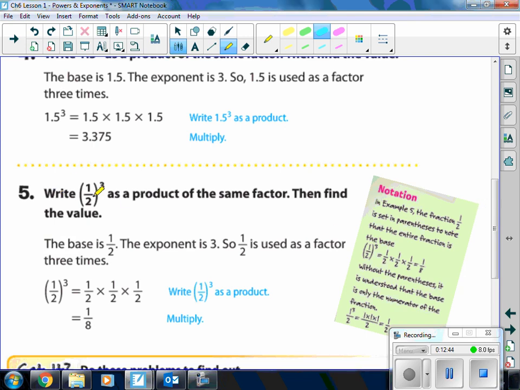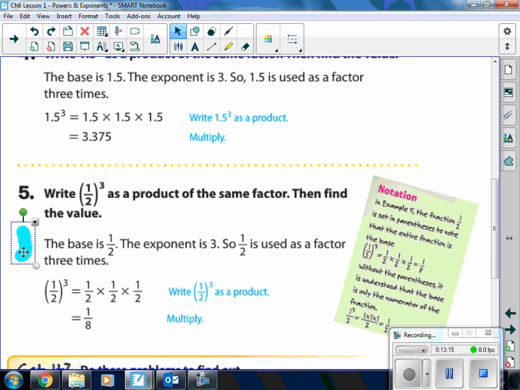Okay? So here we have 1/2 cubed. 1/2 cubed, or 1/2 to the third power, means 1/2 times 1/2 times 1/2. So here we've got 1/2 times 1/2 times 1/2. And if you multiply the numerators, 1 times 1 times 1 gives me 1. And 2 times 2 times 2 gives me 8. Is everybody clear with that?